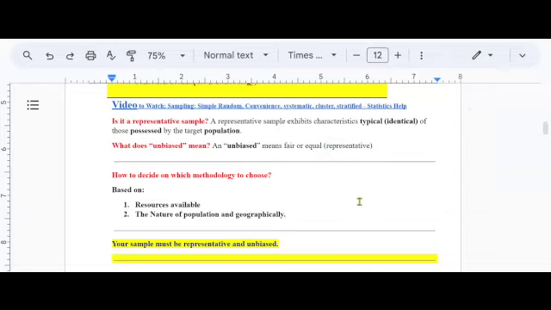How do we decide which methodology to choose? Resources available, right? And what else? The nature of the population. And geography. What does resources available mean? Whatever you have at hand that you can use. Maybe in some experiments you have to interview people and take the results. However, sometimes you don't have time.